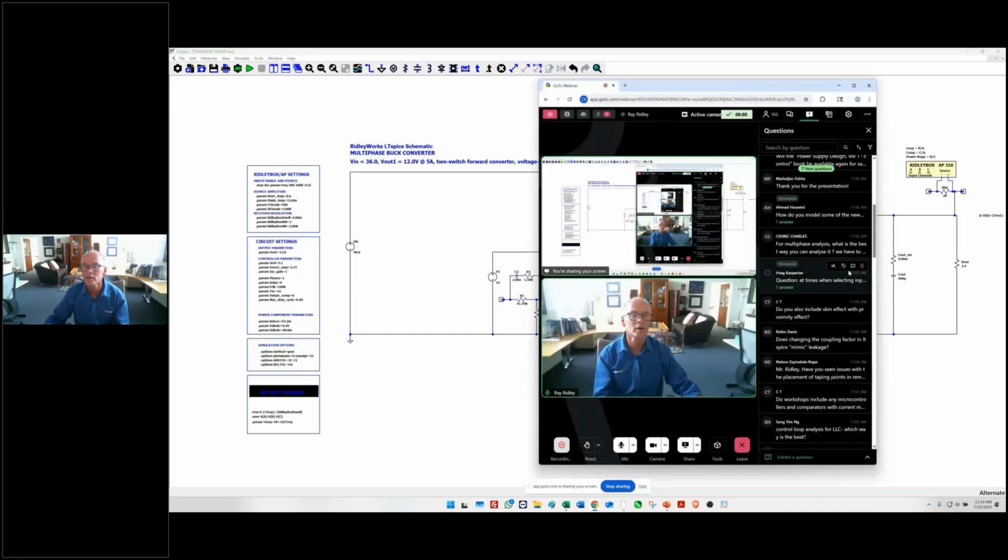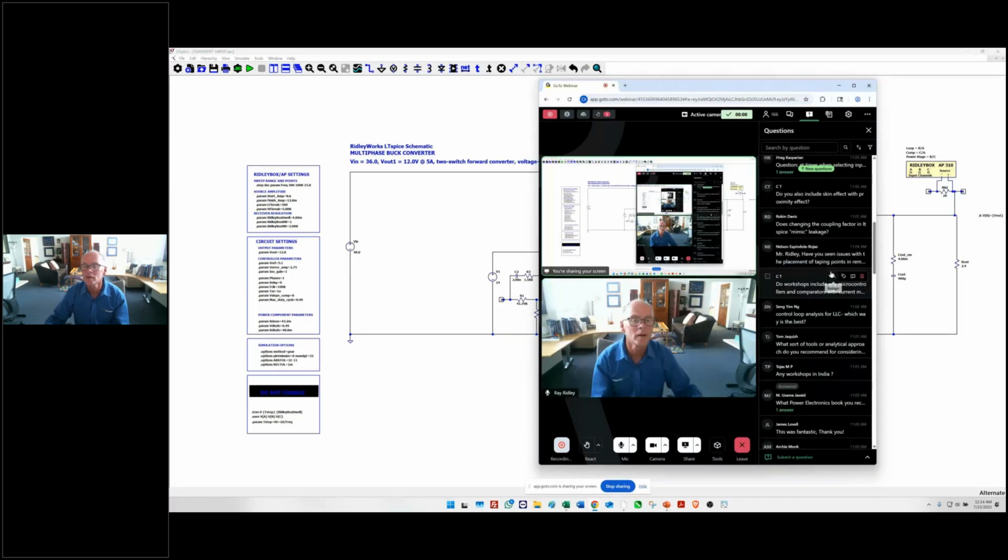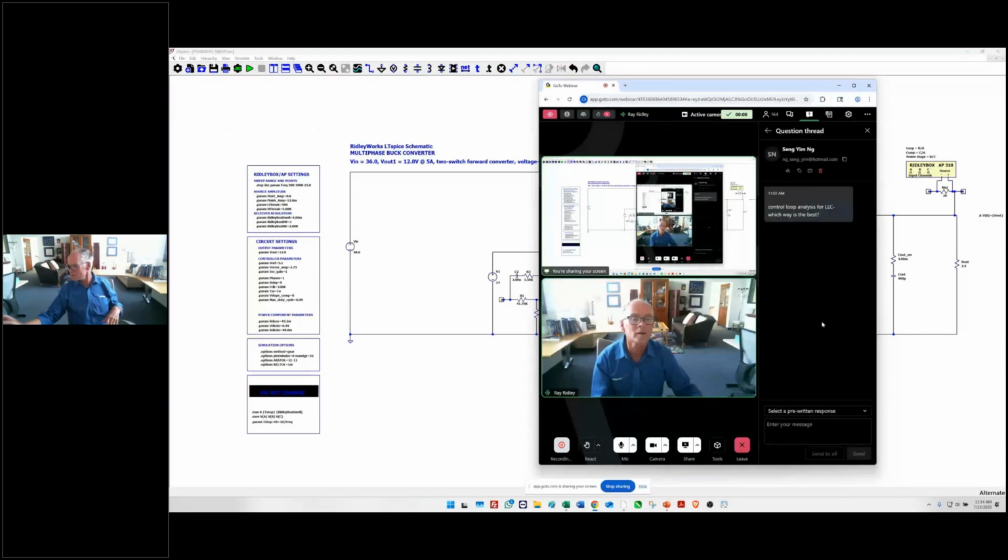I think we're on control loop analysis of the LLC. Nowadays, just about all the hardware that we see, so this is an LLC in here. This is very nice. I can't remember how many kilowatts this is. Oh, 1200 watts converter here.